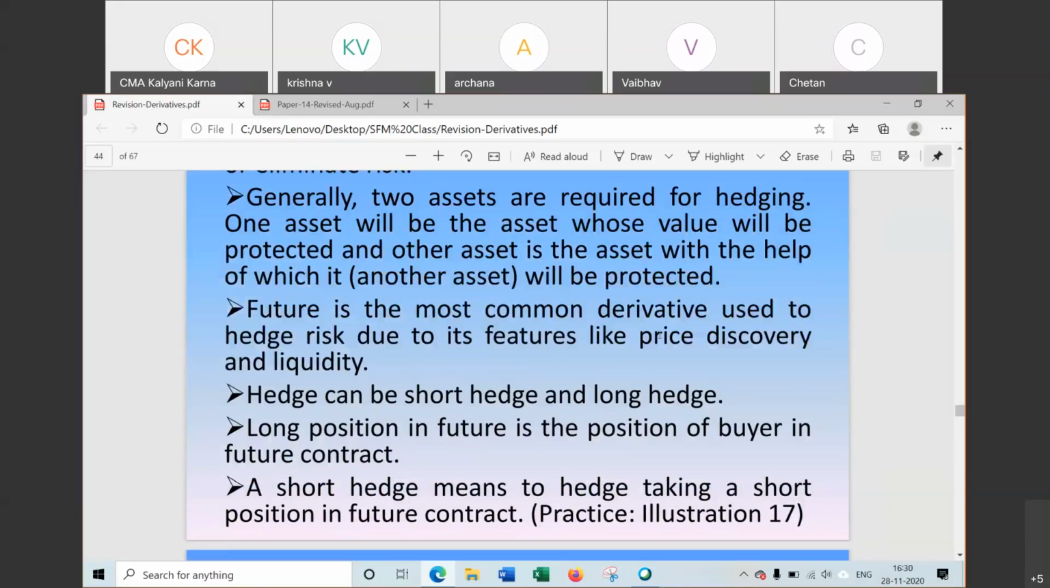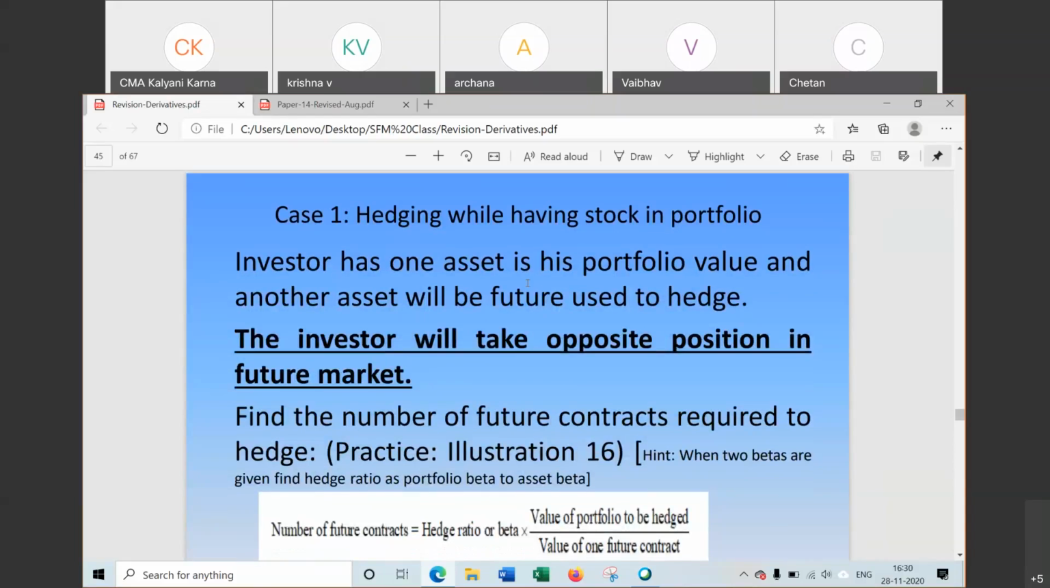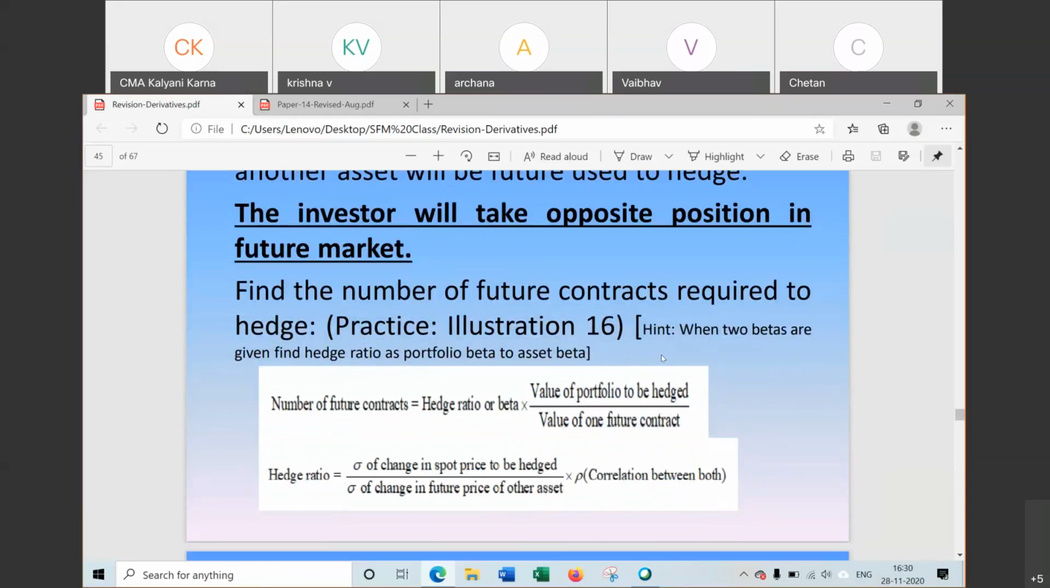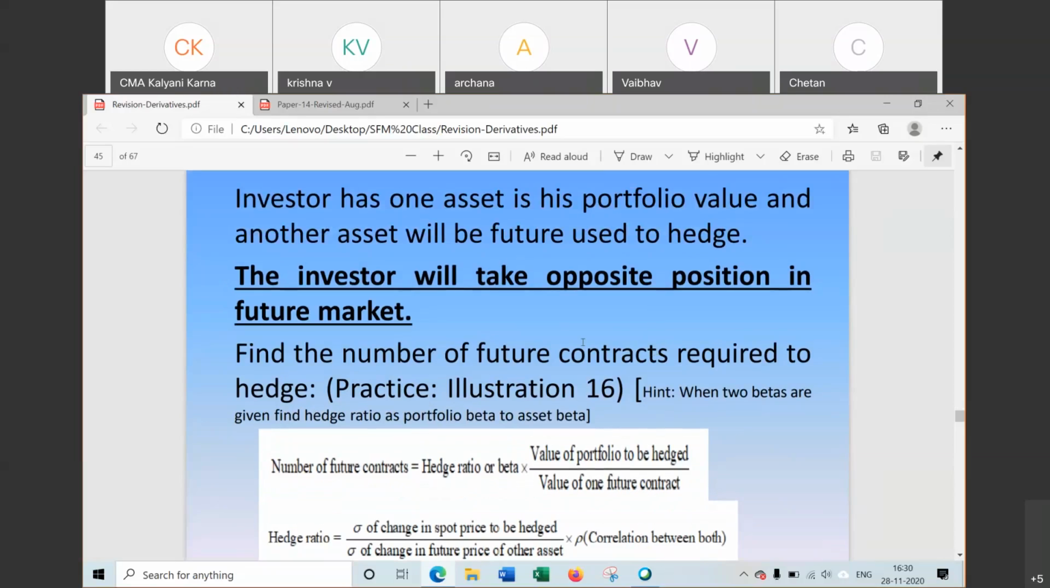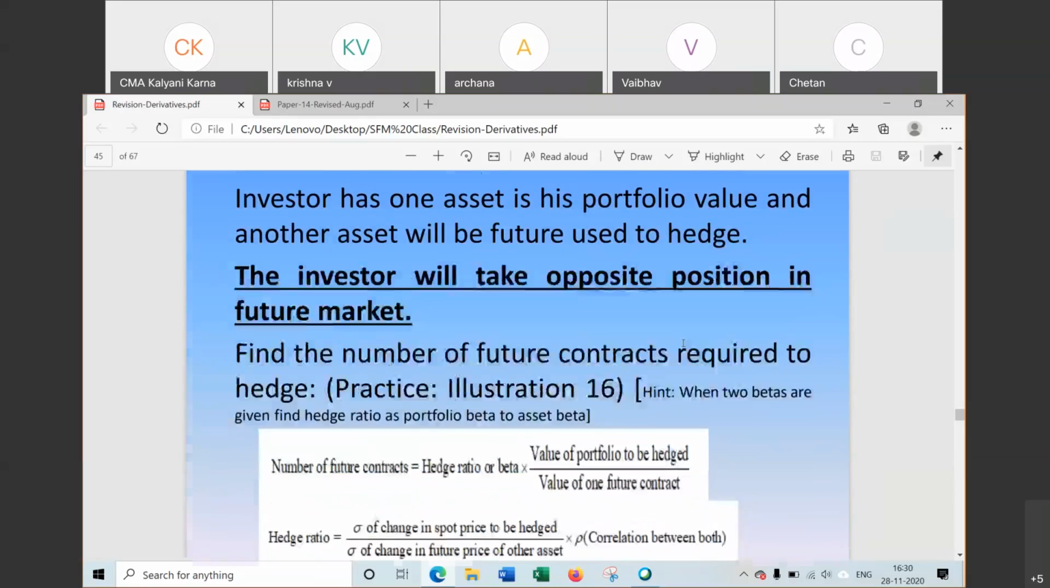Now why is future the most common derivative used to hedge? That is due to price discovery and liquidity feature. Price discovery is due to the mark to market feature of futures. Now first one, case 1, hedging while having stock in portfolio. In this case, the investor will already have the portfolio. Investor has already invested. Now for hedging, the investor will take the opposite position. In the case of hedging, we take the opposite position.